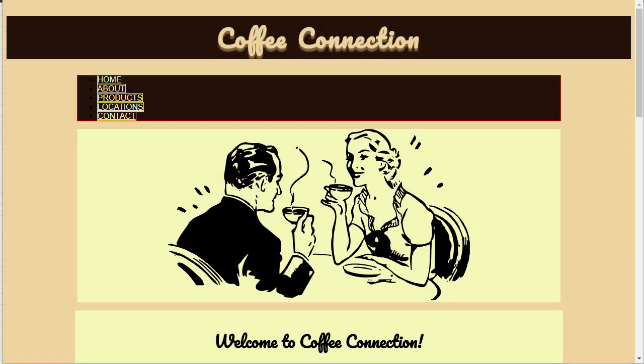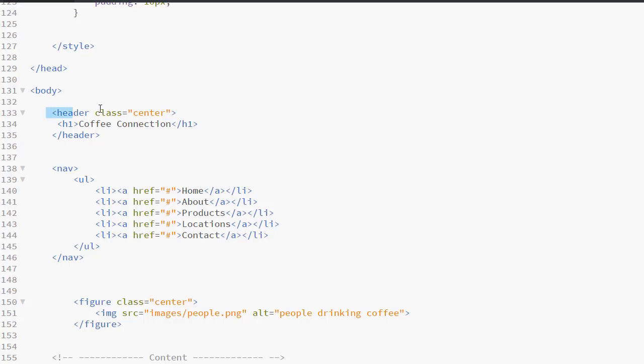I would like to go over the assignment. First, let's take a look at this header. We see here in the source code that we do have a header element with an H1 element inside it, and underneath that we have the navigation using the unordered list, which is the industry standard.